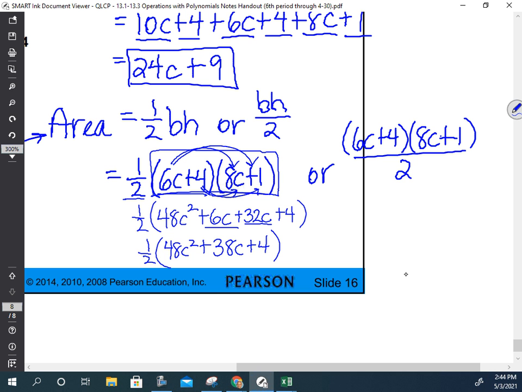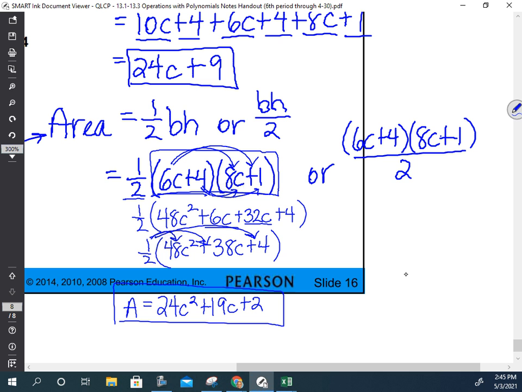Now, you take 1/2 and you distribute it in. So remember, multiplying times 1/2 is the same thing as dividing by 2. So 1/2 times 48 is 24c squared. 1/2 times 38 is 19c. And 1/2 times 4 is 2. So there's your area for that triangle. So of course, this is the same thing that we should get if we do it the other way.